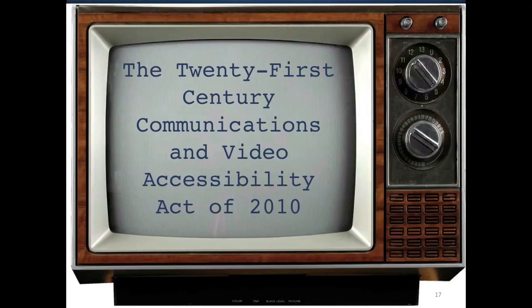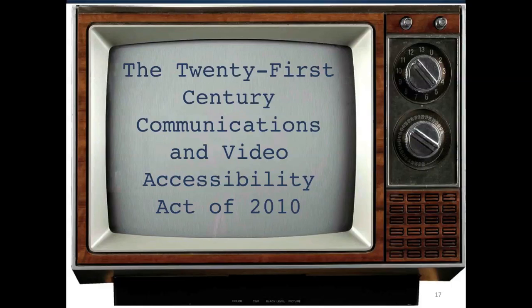The 21st Century Video and Communications Accessibility Act, also known as CVAA, expands closed captioning requirements for all online video that previously aired on television. In January 2012, the FCC adopted rules requiring programs shown on TV to be captioned when reshown on the internet. These rules implement provisions of the CVAA of 2010.